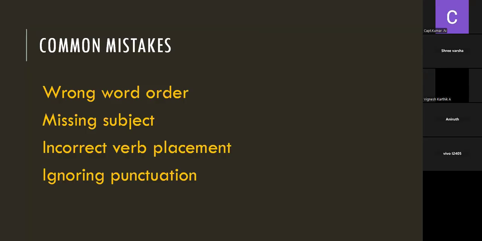Okay. Descriptive vocabulary, that is, words that describe people, places, and things. Descriptive words make our sentences more interesting. Instead of saying the food is good, we can say the food is delicious. For example, the weather is nice can become the weather is pleasant. These words improve creativity and expression.